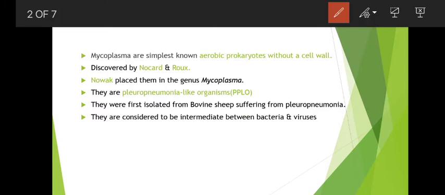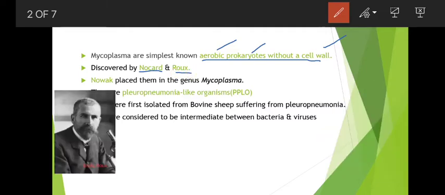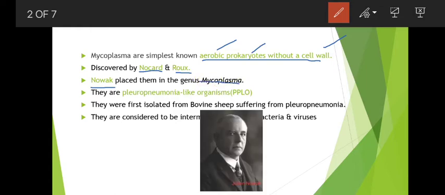So mycoplasma are the simplest known aerobic prokaryotes without a cell wall. That is, it lacks a cell wall and it's an aerobic prokaryote. Aerobic, it respires only in aerobic conditions, that is, in the presence of oxygen. Prokaryote, it lacks a well-organized nucleus. And it was discovered by Nocard and Roux, and Novak placed them in the genus Mycoplasma.